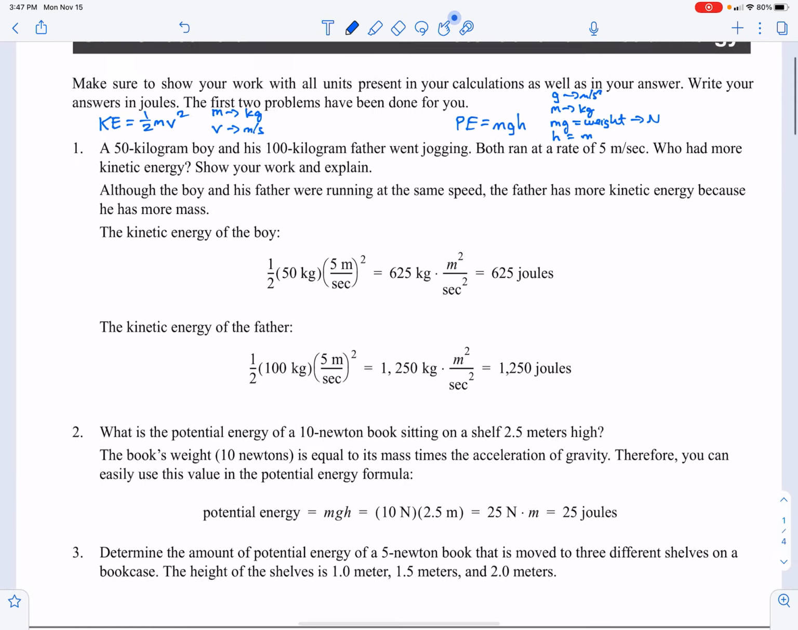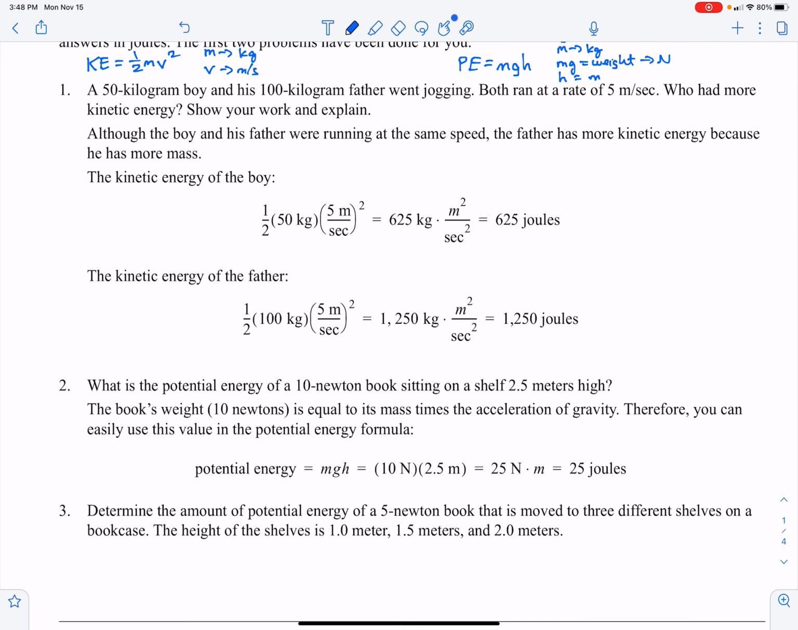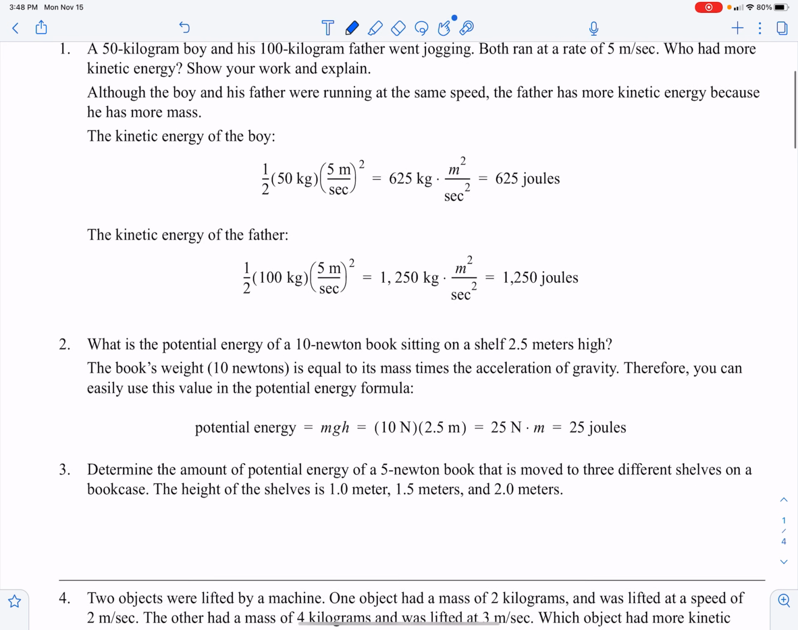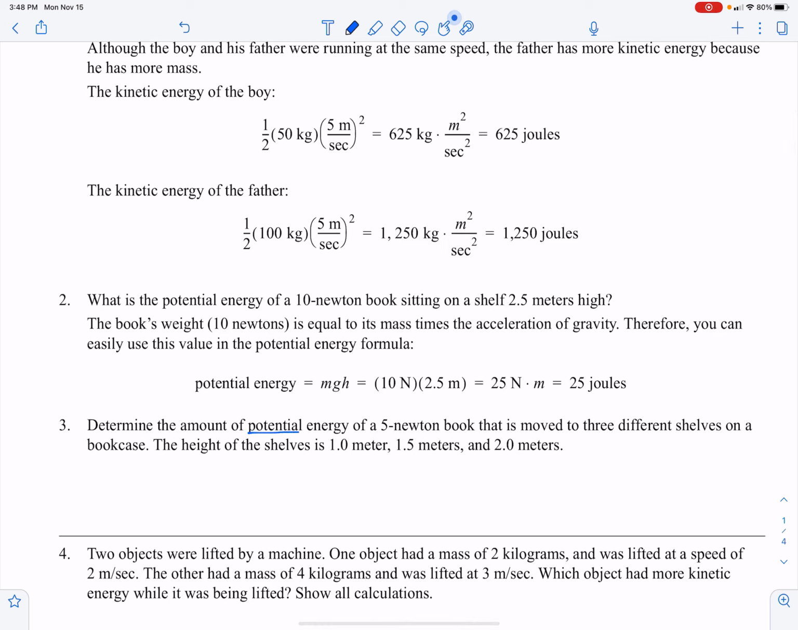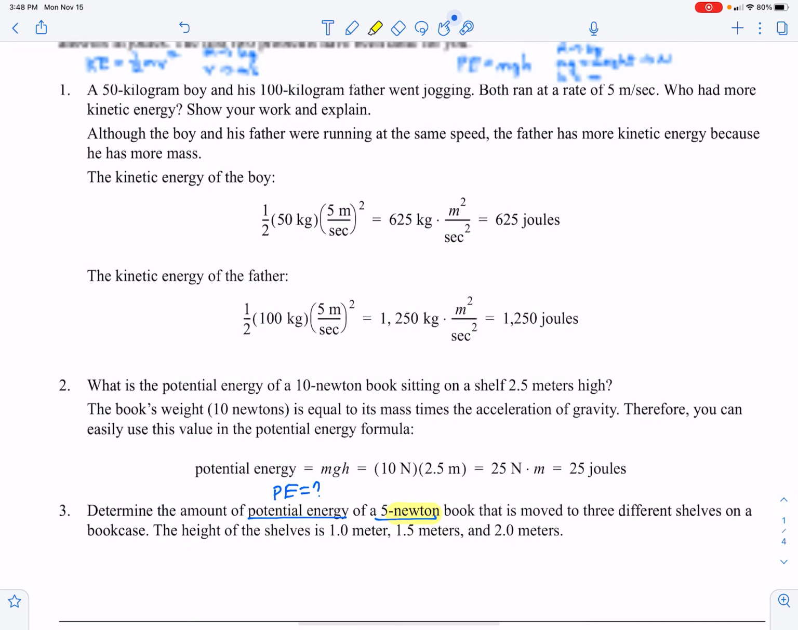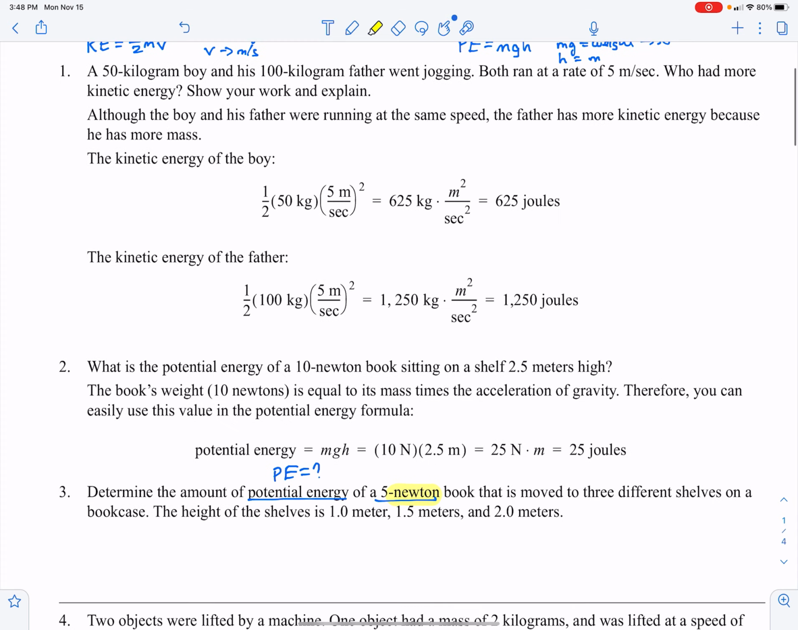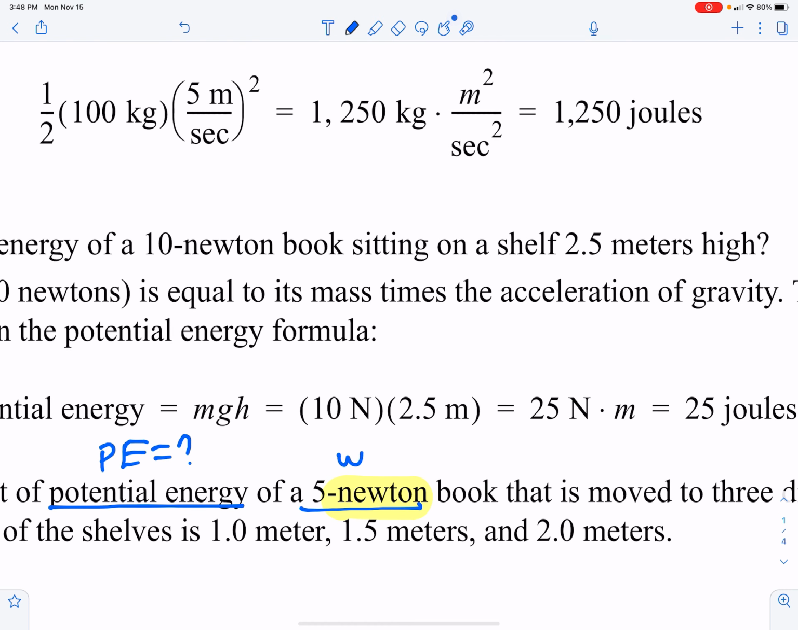Okay, let's jump to question number 3. 1 and 2 were done in class. So let's take a look at number 3. Determine the amount of potential energy. So we're looking for potential energy of a 5 Newton book. So now what are we given here? Newtons, we're given a force. We're given the weight, not the mass. So this, ladies and gentlemen, would be the weight equals mg equals 5 newtons.